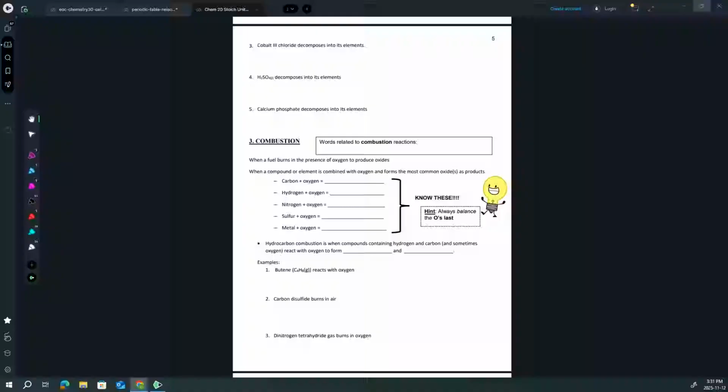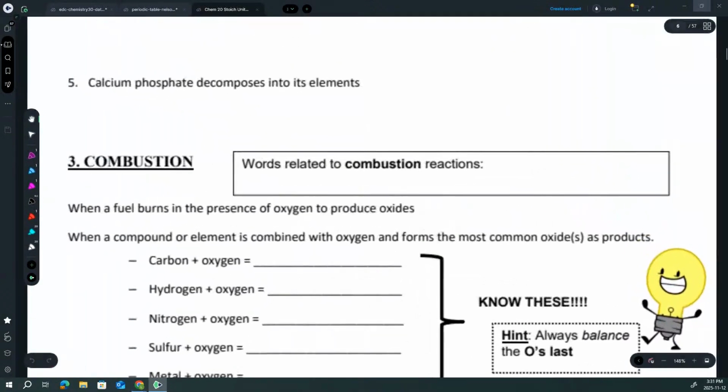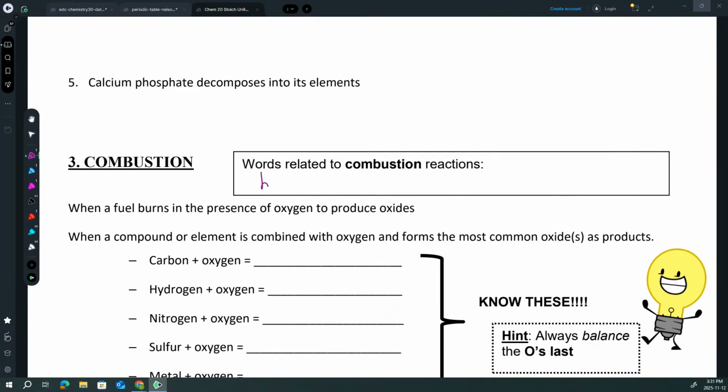All right, now we're going to be going over combustion reactions and how to identify when you're going to have to balance a combustion reaction. Words related to combustion reactions will be words like if you have some substance burning, or some substance has been ignited, or some substance reacts with oxygen. Those are all words that give you a clue that you are dealing with a combustion reaction.